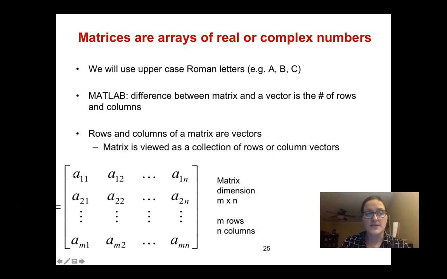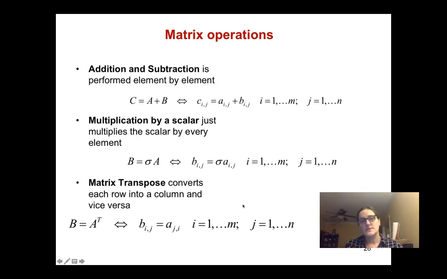Now, in a general matrix, we're going to have m, as in mother, rows, so 1, 2, all the way to m, so my m is the number of rows, and n, as in Nancy, columns, 1, 2, 3, all the way to n. So I have a two-dimensional arrangement of numbers into m rows and n columns. And we refer to matrix dimension as m by n. Okay?